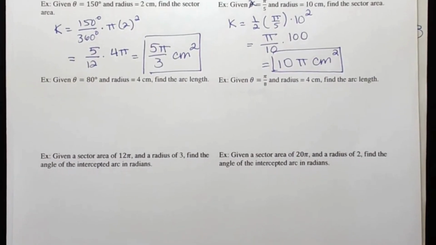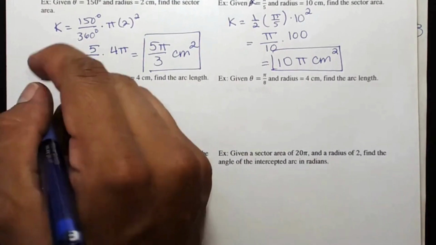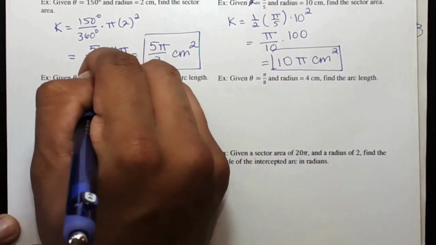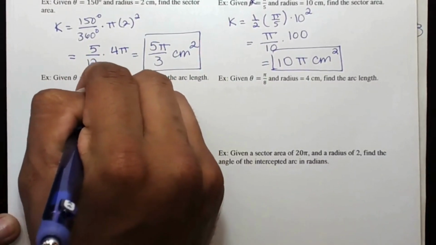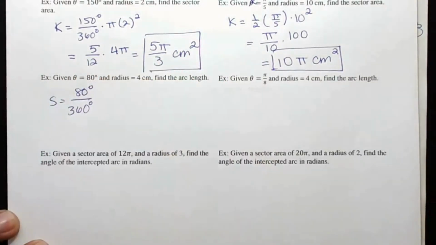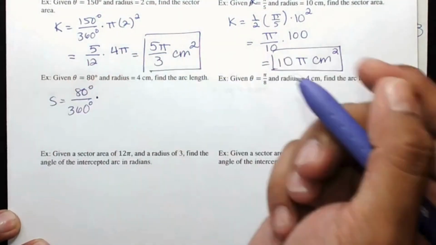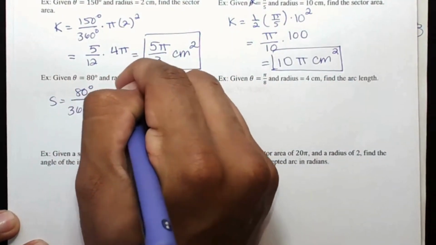All right, let's practice arc length. Arc length is a fraction of the circumference. So it's 80 degrees over 360 because, again, a full circle is 360 degrees. And the circumference is 2 pi r.